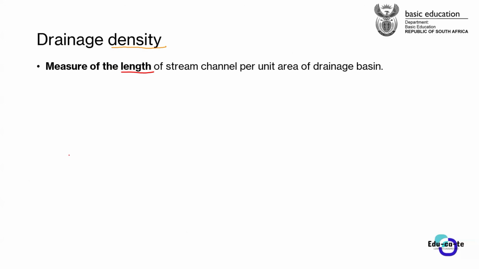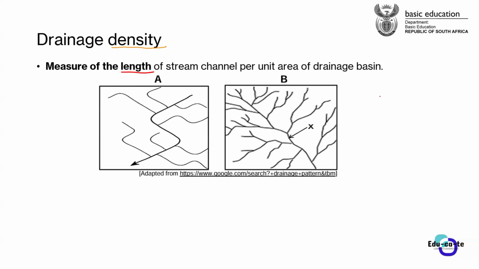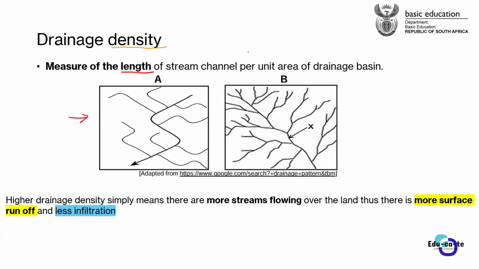Okay, so now we have got an example here. We have got A and we have got B. If you look at A, you can see that A is actually less dense compared to B, because we're having fewer streams in this area, and these streams are not that long compared to those of B. Because in area A we're having fewer streams in this pattern, we can say that we're having a lower drainage density. Whereas in area B, we're having a higher drainage density.